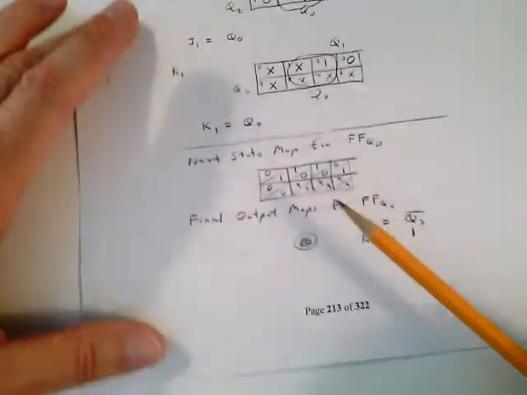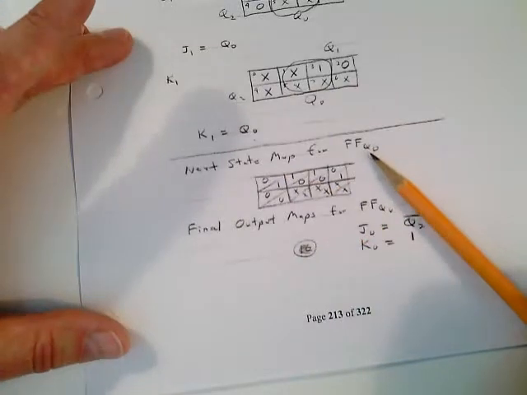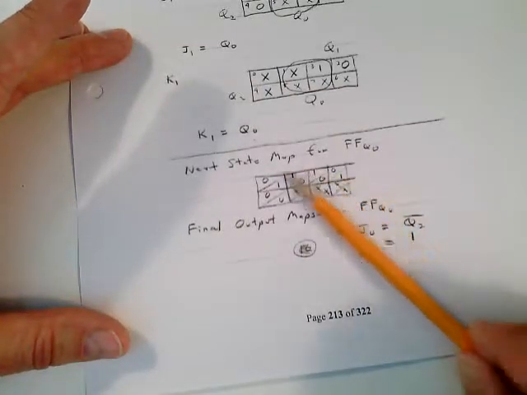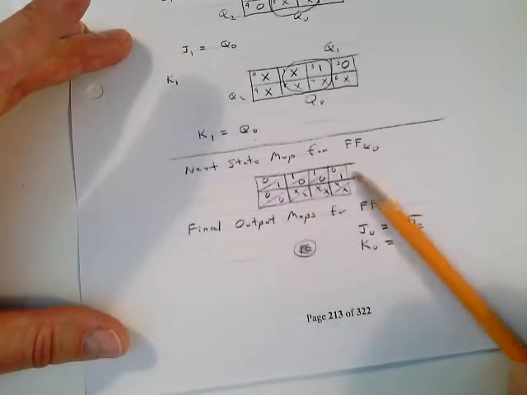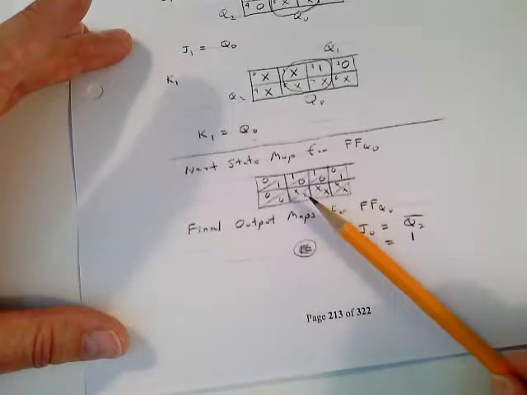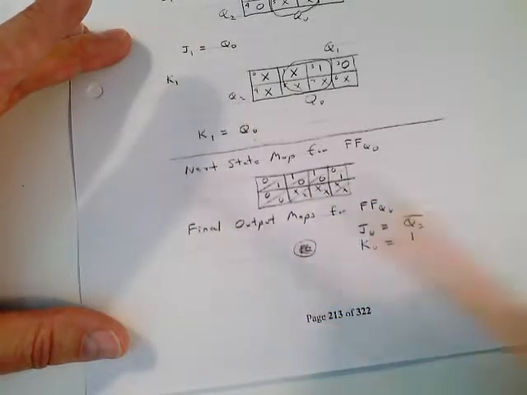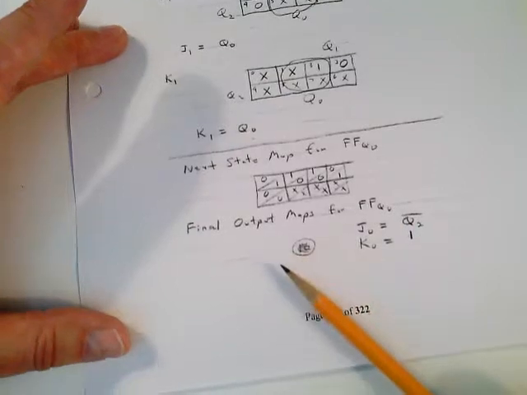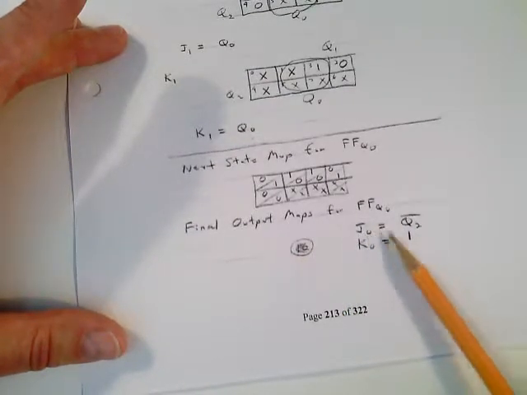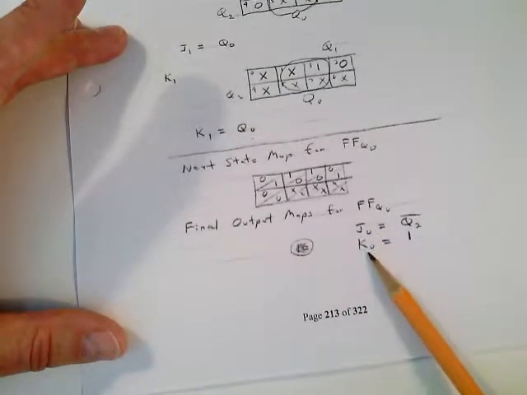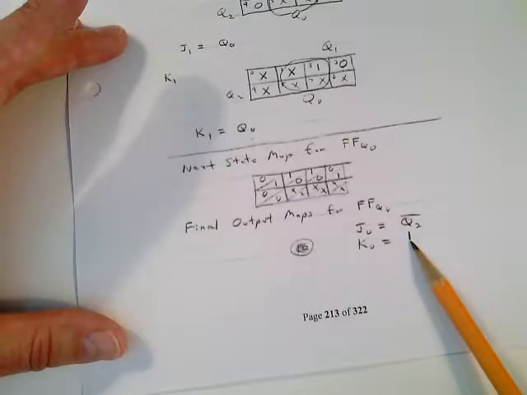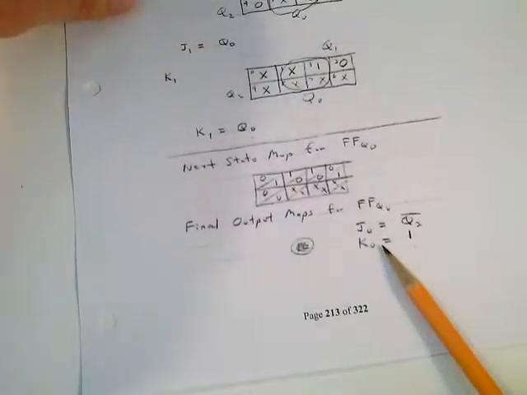And then you do your next state map for your least significant bit. And there's what the next state map looks like. And if you do your final maps for J and K, this is your answers. I didn't do it here, but you end up with J0 input being a Q0 bar and K0 being a 1. And then finally you realize the circuit.